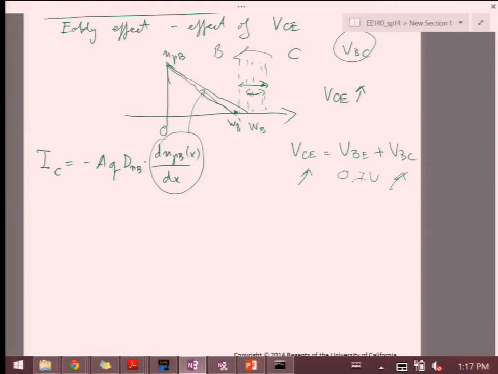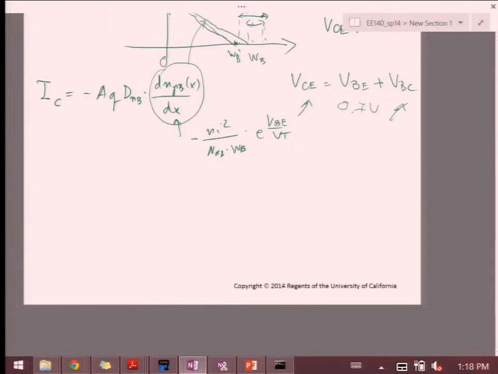So if this is really the case, and we know what this factor is, we've derived it in the last lecture. So this is NAB times WB in VBE over VT. Now we can go back and figure out, given this change in delta VB, what is the impact of VCE on IC?